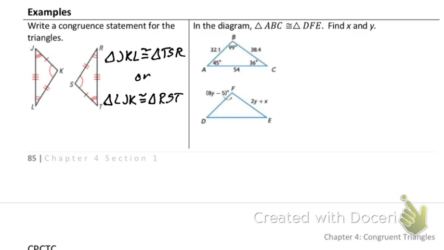That means L and R must be congruent. L and R are congruent. It means J and S must be congruent. Are J and S congruent? Oh. What should it be? RTS. RTS, perfect.